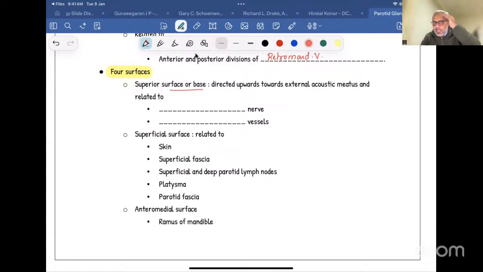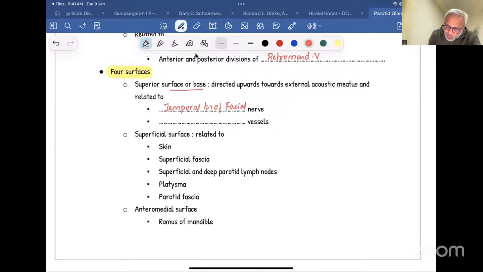Can you tell me, the frontal belly is supplied by which branch of the facial nerve? Again, try to recall the 5 facial branches we have discussed. What is the name of this branch? It is temporal, correct, right? So this is related to what nerve? The temporal branch of the facial nerve, right?